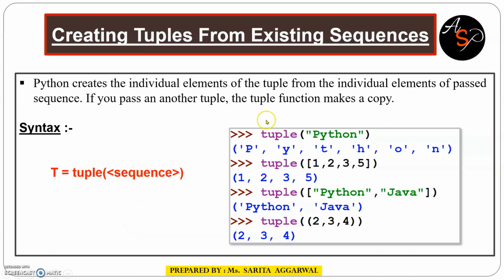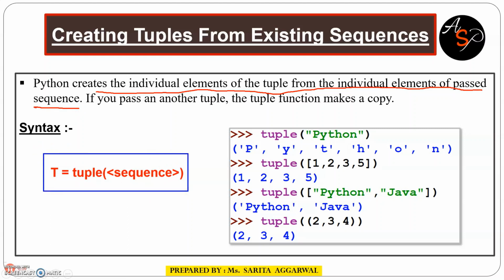Creating tuples from existing sequences. What does Python do? In Python, it creates the individual elements of the tuple from the individual elements of the passed sequence. What we have to do is, any sequence is given to us, and we have to make it a tuple. Now this is the syntax of creating tuples from the existing sequence. Here we are using the tuple method, this is the tuple name, this is the tuple method, and what argument are we passing in it? A user defined sequence.